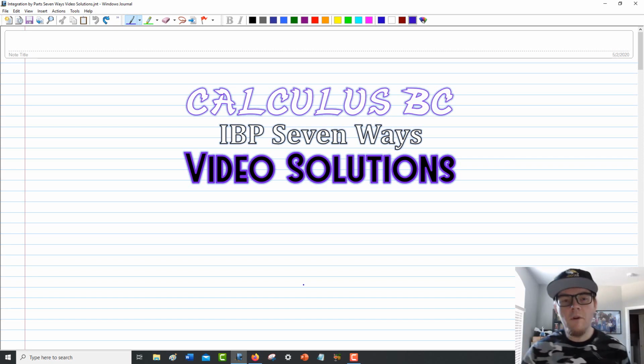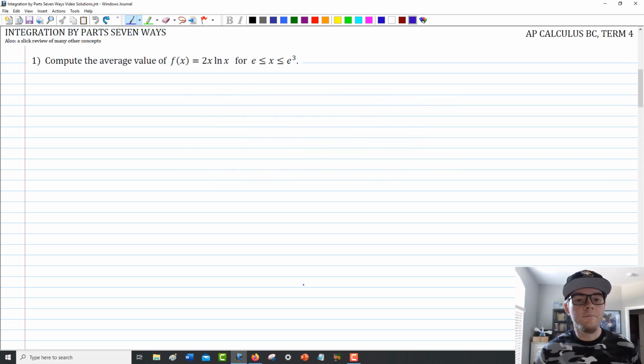So having said that, let's jump right in and try to work through this efficiently. So problem number 1 I think is the simplest one. It's the only problem that's been written completely on my page since I started writing this out. And it asks us to compute the average value of f of x equals 2x ln of x for values of x between e and e cubed.